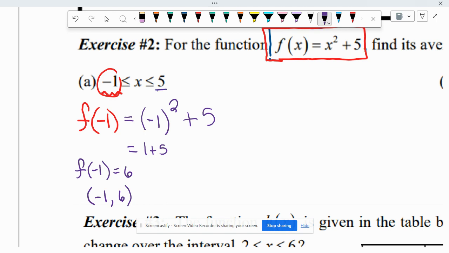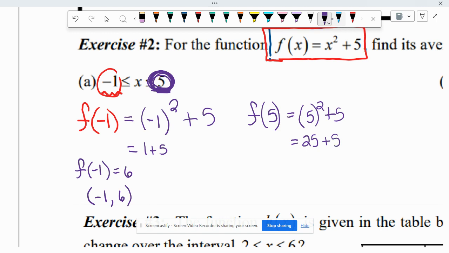Our next ordered pair has an input value of what? I'm circling it. What is this? 5. Yeah, we're going to input 5. So we're going to evaluate the function f of 5, which means I replace the x with a 5. So that's 5 squared plus 5. But what is 5 squared? 25. So f of 5 is 30.